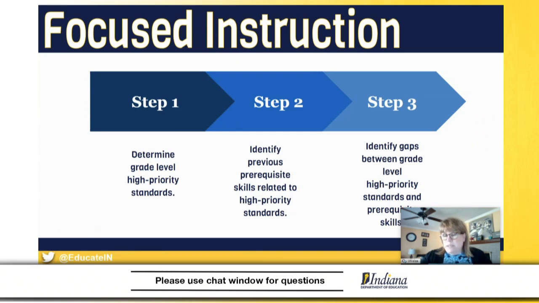So as we did in the overview, Sarah outlined all 6 steps for you in the entire process, but today's deep dive is just going to focus on the first 3 steps. Step 1, again, we're going to determine your current grade level high priority standards. Once we've done that, we'll move into step 2, where we will find the previous year's linked prerequisite skills that link directly to that current standard, and then we'll look for those gaps between the two.